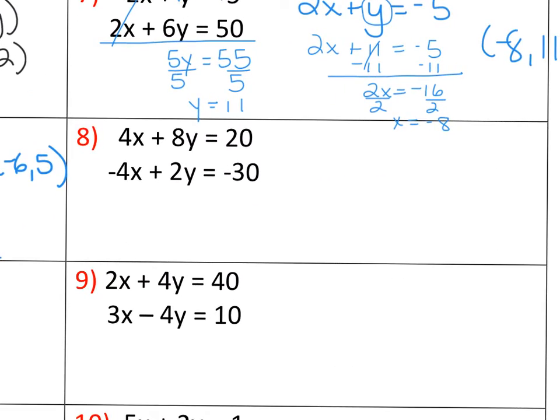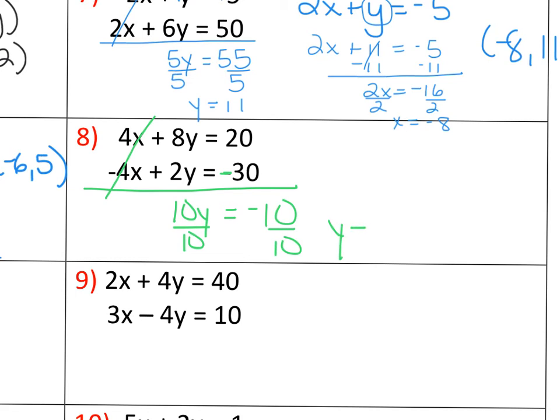Okay, last one, number 8. We have opposites. So we're going to cross them out. The 4's cancel. 8 and 2 makes 10. 20 take away 30 is negative 10. I know you guys get confused whether that's a minus 30 or a negative 30. It's both. So however you want to look at it, it's 20 take away 30, or it's 20 plus negative 30. Divide by 10.